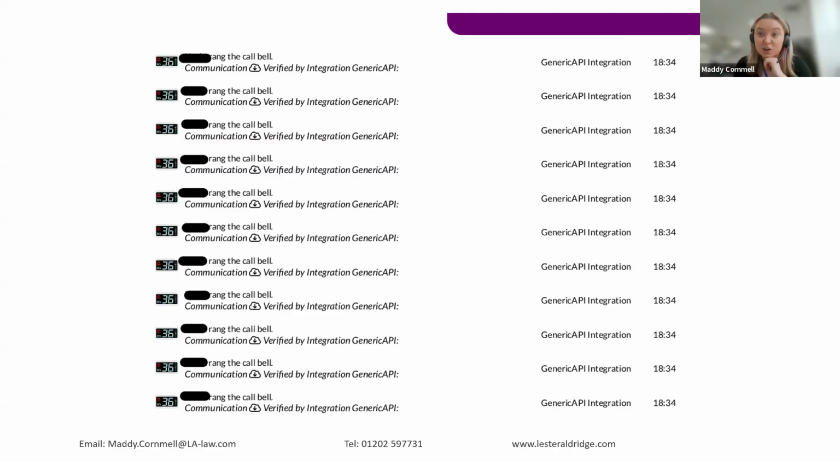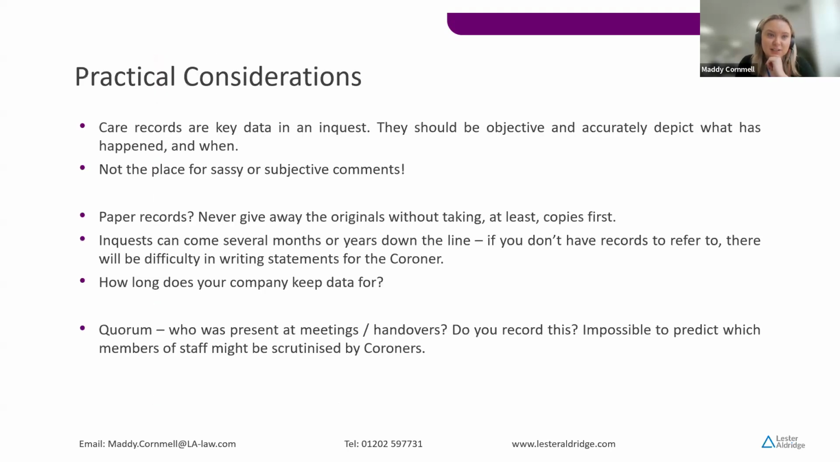Luckily, in this situation, we could. But if a coroner had turned around and gone, they rang their care bell 10 times, and there's no proof of anyone coming to attend to them, that wouldn't have been unreasonable for the coroner to think based off of this record alone. So there's a few practical considerations as well.